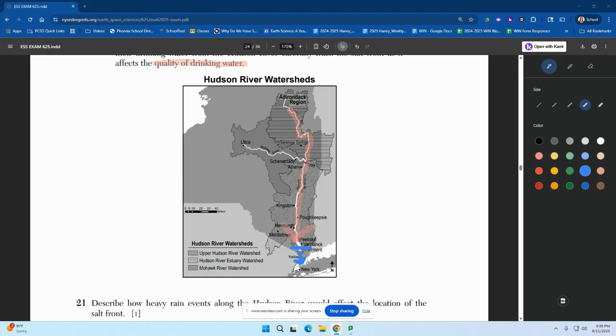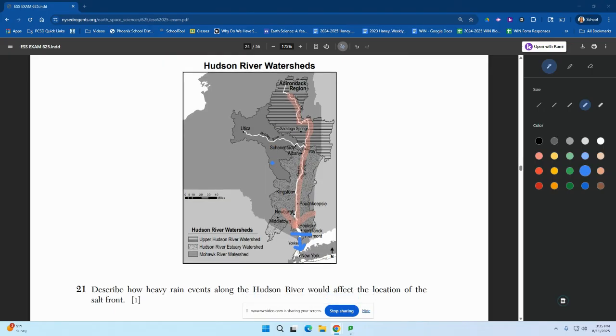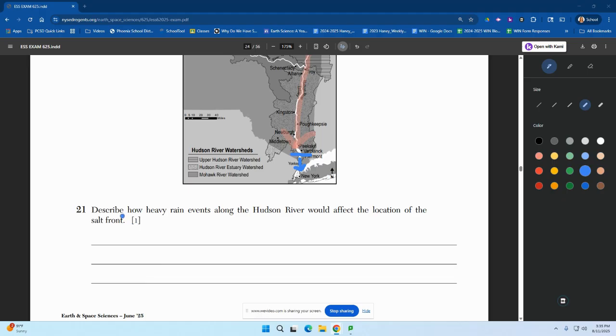Okay, so we had to talk about what was happening to the salt front. So if we read this question carefully, it says, describe how it would affect the location of the salt front. So we had to make sure we talked something about location. So we could talk about the direction it would move. We could say it would move compass direction. We could say what city it might move towards. Okay, and so for this question, I would write something like the salt front would move to the south, right? So we could say salt front.